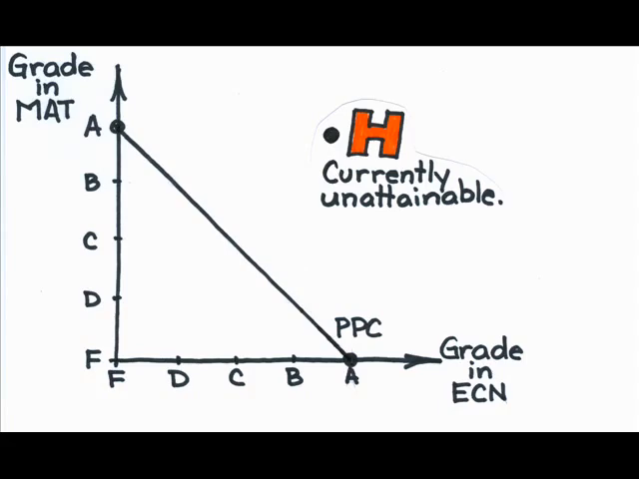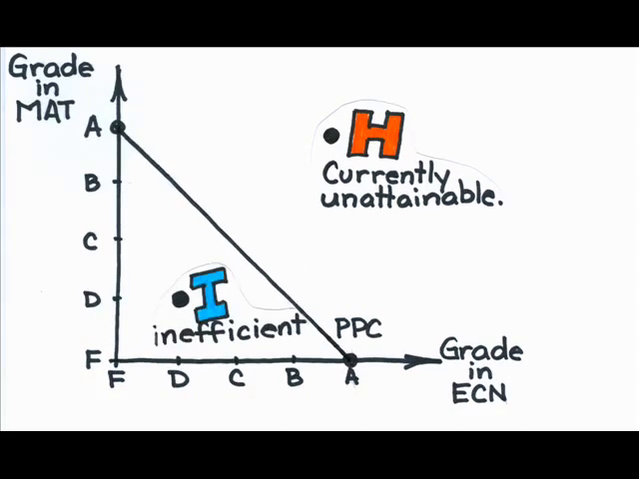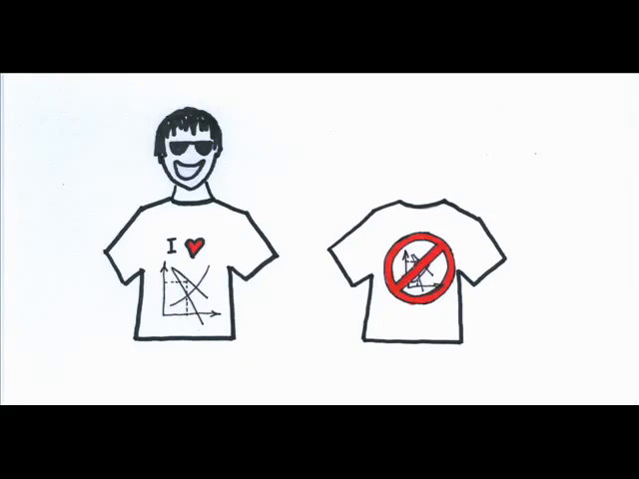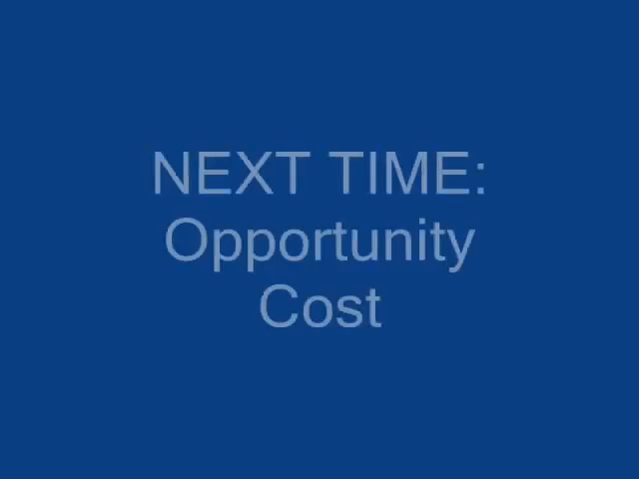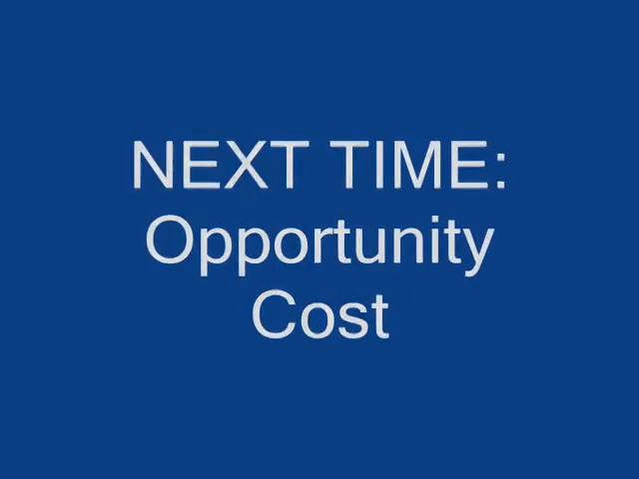Could the student choose, say, a D in both classes? Certainly, but you're wasting your resources, so you're not using all of your study hours for the intended purpose, which is getting the grades in the classes. So you see, even our very simple graphical model tells us a lot about how a person with more needs than resources must make decisions. Next time, opportunity cost.